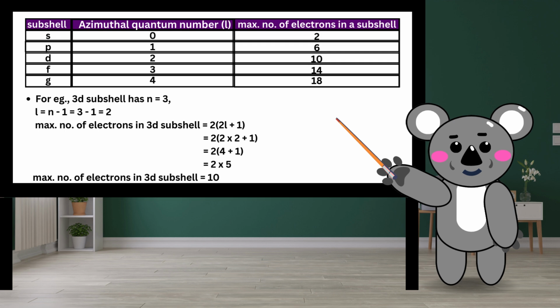For example, 3d subshell has n equal to 3, l equal to n-1, equal to 3-1, equal to 2. Maximum number of electrons in 3d subshell equal to 2 multiplied by (2l plus 1), equal to 2 multiplied by (2 into 2 plus 1), equal to 2 multiplied by (4 plus 1), equal to 2 multiplied by 5. Maximum number of electrons in 3d subshell equal to 10.